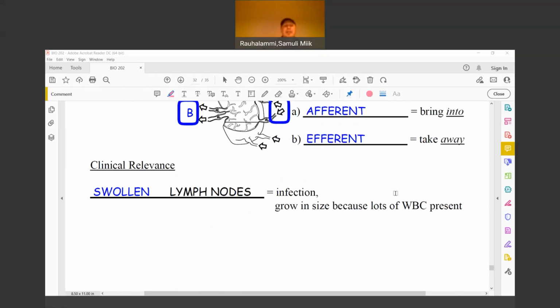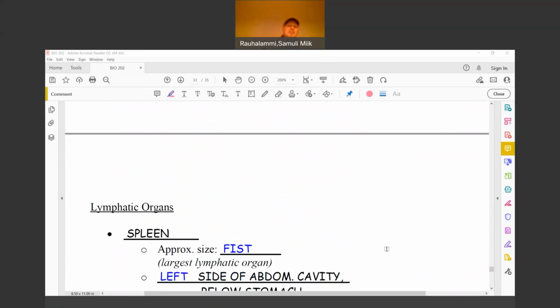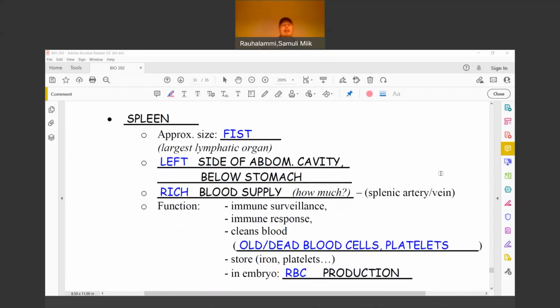We did already discuss this swollen lymph node, so I'll just browse over that. In terms of the lymphatic organs, the first one we had a look at was the largest of the lymphatic organs that we discussed, about fist-sized, located on the left side of the abdominal cavity, just below the stomach. That was our spleen. And remember, there was a rich blood supply to the spleen through the splenic artery and splenic vein and all that. You built that nice diagram of the blood vessels of the body, so whoever did the abdominal region probably got to highlight that. The roles of the spleen are varied, multiple.